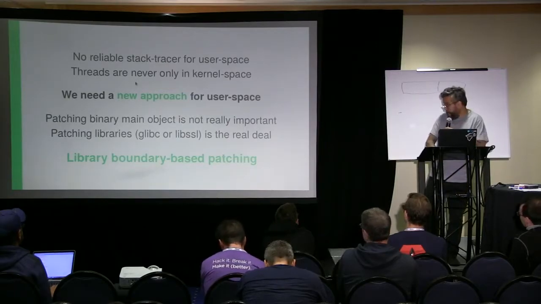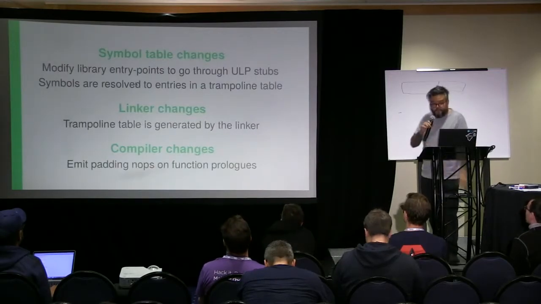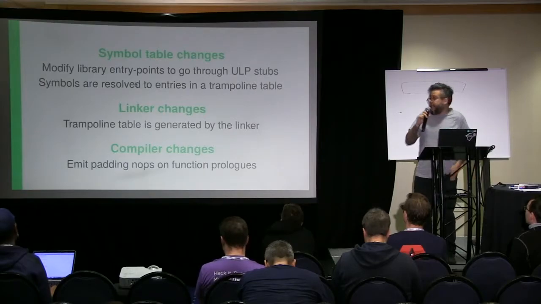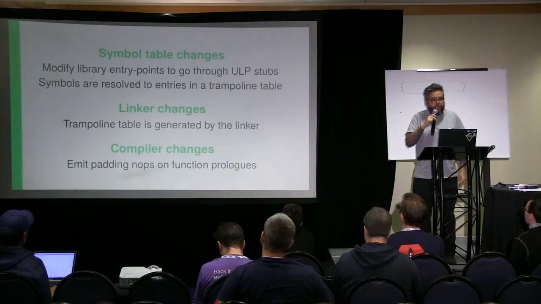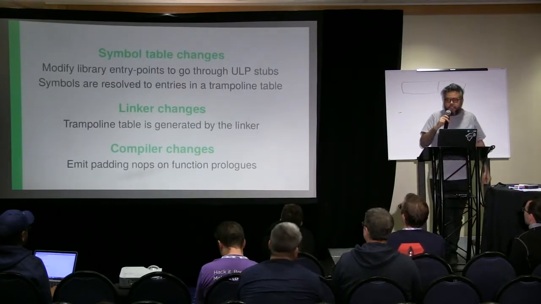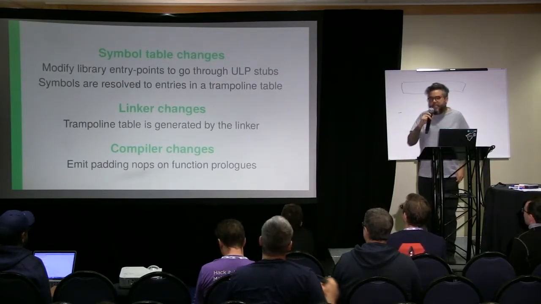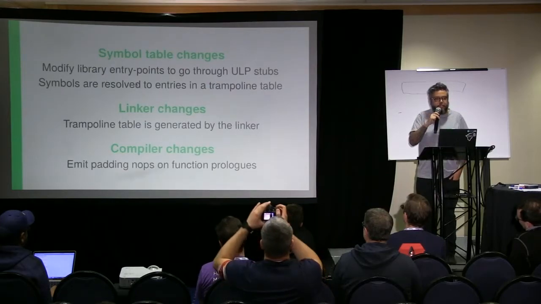So how does it work? The first thing we do is make some changes to the symbol table. We take the binary and change the values within the symbol table so we can point to a trampoline table.